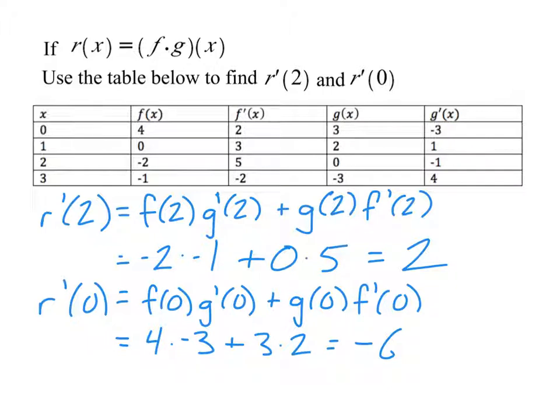Alright, so when we find r prime of 0, you should be getting an answer here of negative 6. Again, just by using that idea of product rule where we have to do function times derivative of the other function plus derivative times function.